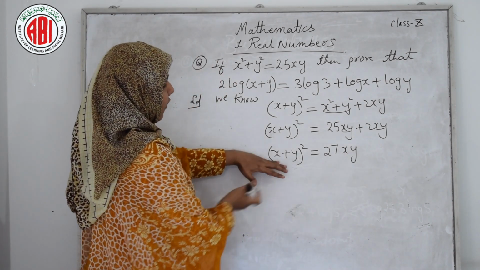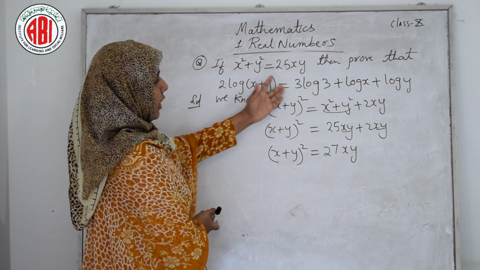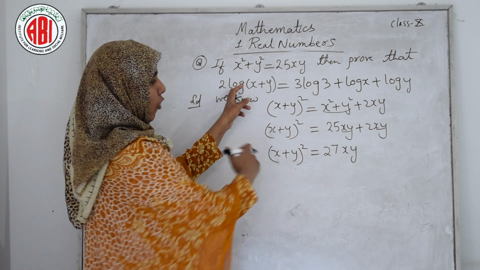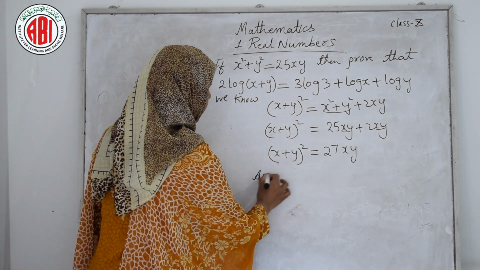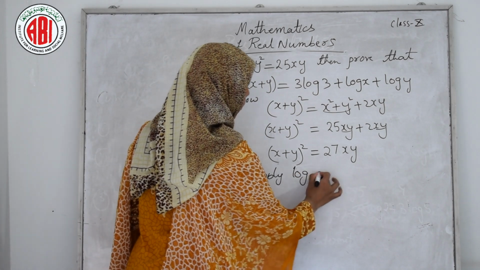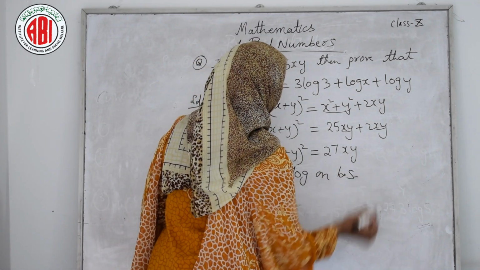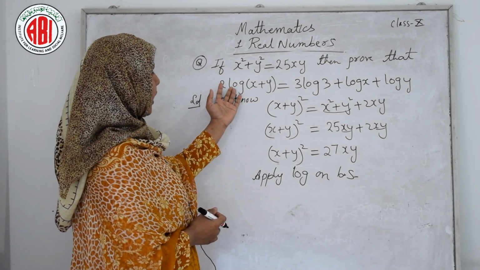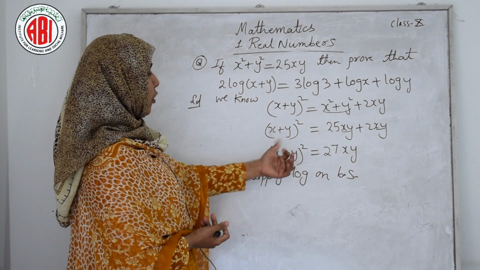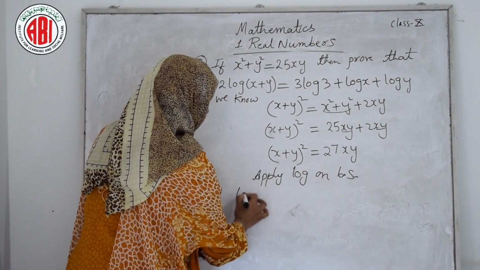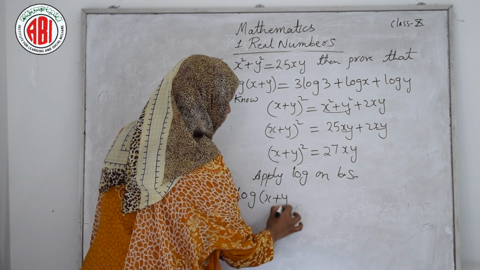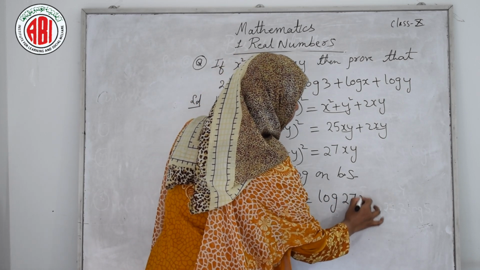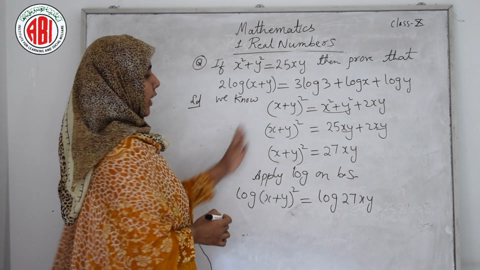Now after getting this, we are not getting the answer, no? The answer is in the form of log. So what do we have to do? We have to apply log on both sides. Why do we have to apply it? Because the answer we have to get is coming in the form of log. That's why we apply log on both sides. So log (x plus y) whole square equals log 27xy. Okay, we have applied log on both sides.